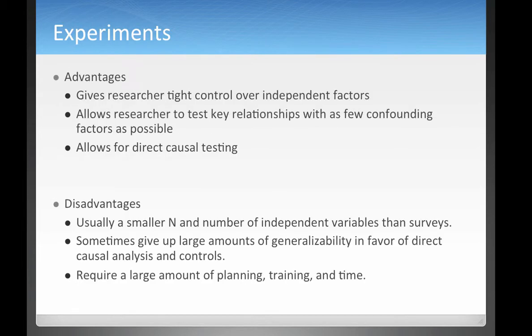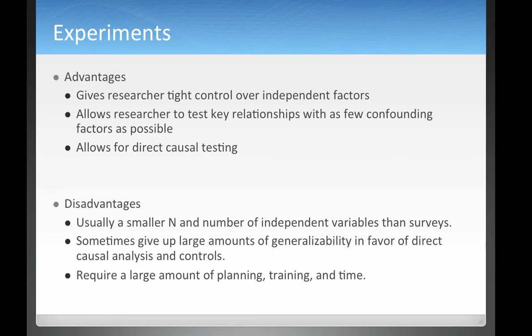What are the advantages of an experiment? It gives the researcher tight control over independent factors and allows researchers to test key relationships with as few confounding factors as possible. And if done properly, it allows for direct causal testing, right? If you think that X influences Y, well, if you can truly manipulate X, move it up or move it down, and then see how Y reacts to your manipulations, you get a tighter understanding of what that relationship looks like and if indeed there is a causal relationship or not.